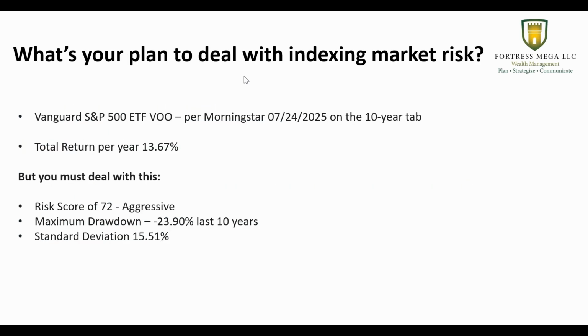But there are positives here, and this is why I actually really like these products, even though I don't use them very often. Because there's always this basic problem of what's your plan to deal with indexing risk? If indexes are really good investments that over the long term typically outperform a lot of advisors or other situations, you always have this basic problem that it is technically considered aggressive. It does have max drawdowns of almost 25% in the last 10 years. That's how much it went down one time in the last 10 years.